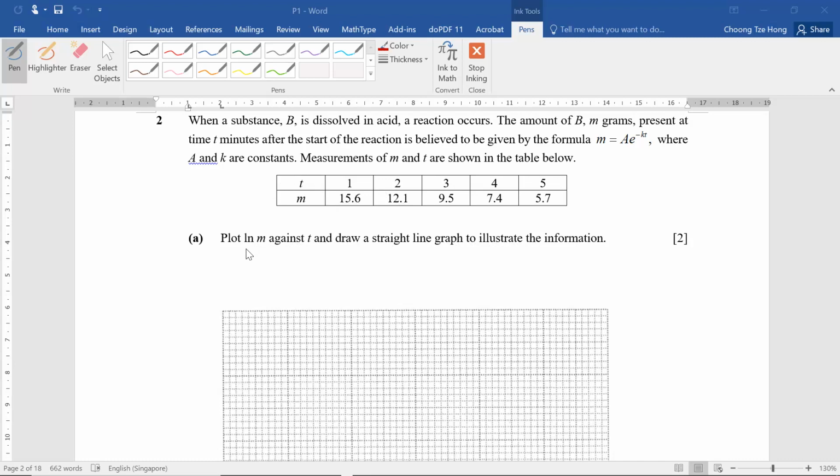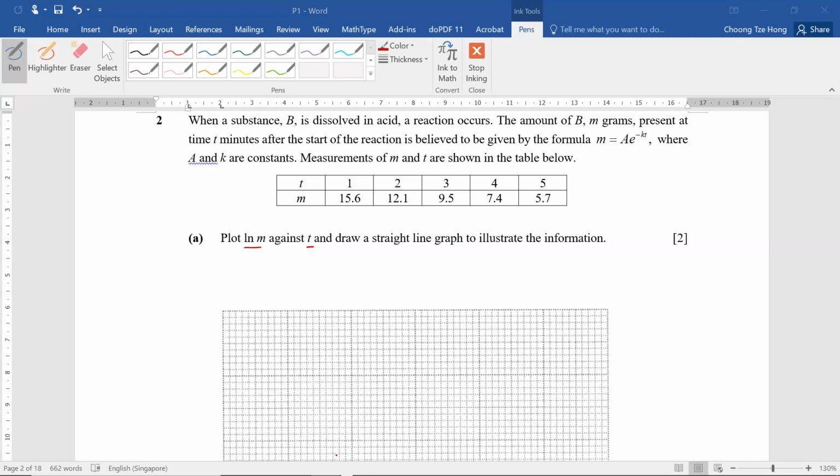So over here, they want us to plot ln m. ln m will be on the vertical axis and t will be on the horizontal axis. The values given in the table are t and m. This means that in order to plot ln m against t, we will need to compute the values of ln m. So what you can do is draw a table in the empty space, and then compute the respective values of ln m. I'll show you how it's done.